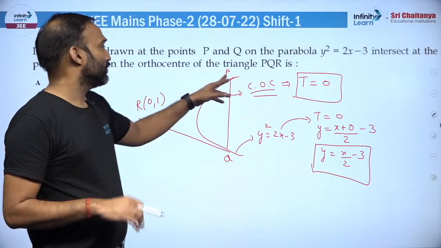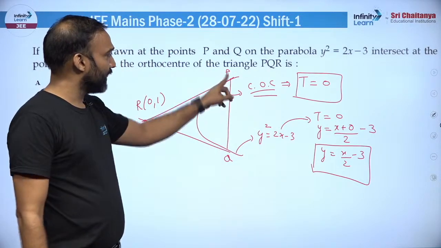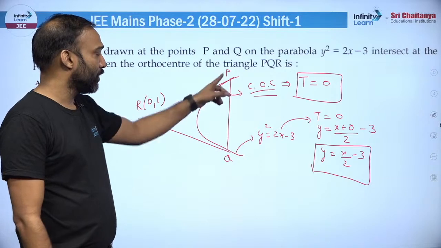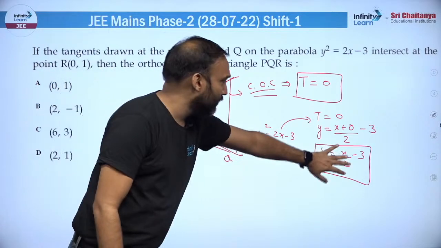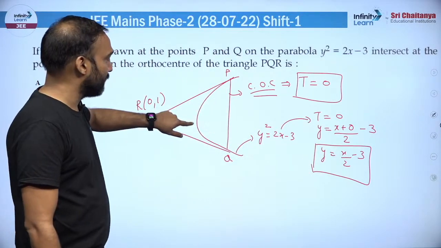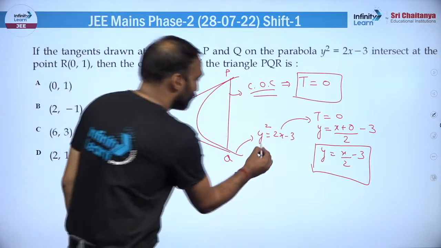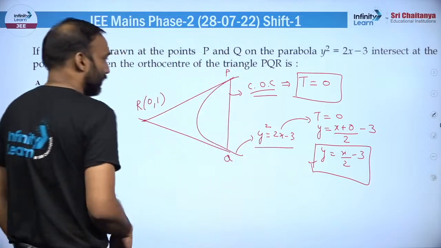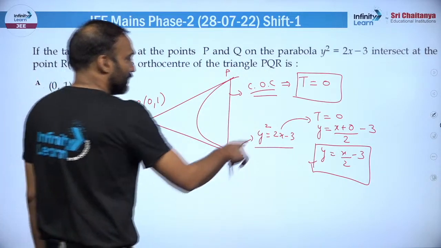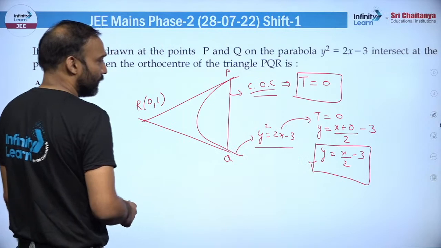Now for the altitudes or for any other case, I have to find out the points P and Q, right? So for points P and Q, what will I do? I'll put this equation and solve it with the parabola, because P and Q are the intersection of the chord of contact with the parabola. So we'll solve these two equations and the solution will represent the points P and Q. So instead of y, I will write x by 2 minus 3.